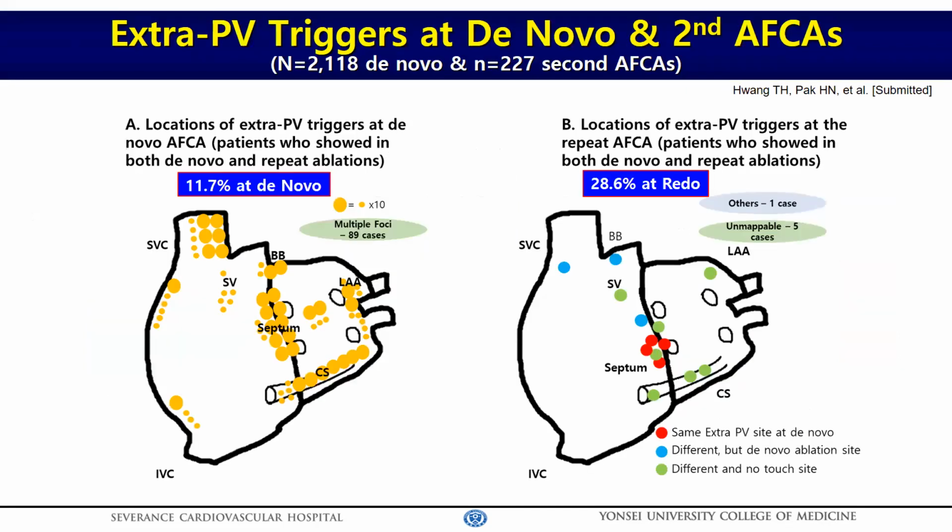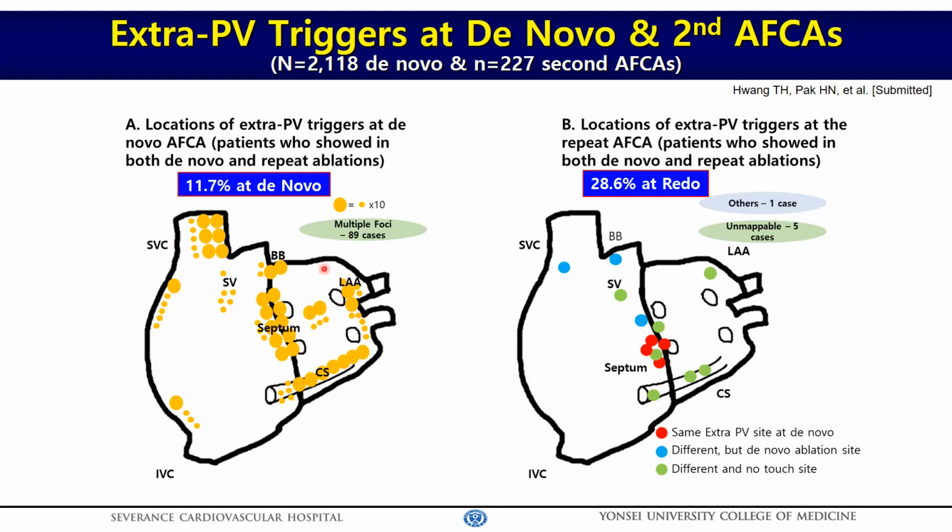This is not published yet, this study. Hwang Tae-yeon systematically reviewed extra PV triggers at de novo and Redo procedures in over 2,000 patients with ISO Provocation with consistent protocol. And we found extra PV triggers in 12% of de novo and 29% of Redo procedures. The most common sites of extra PV triggers were the septum, coronary sinus, and the SVC.